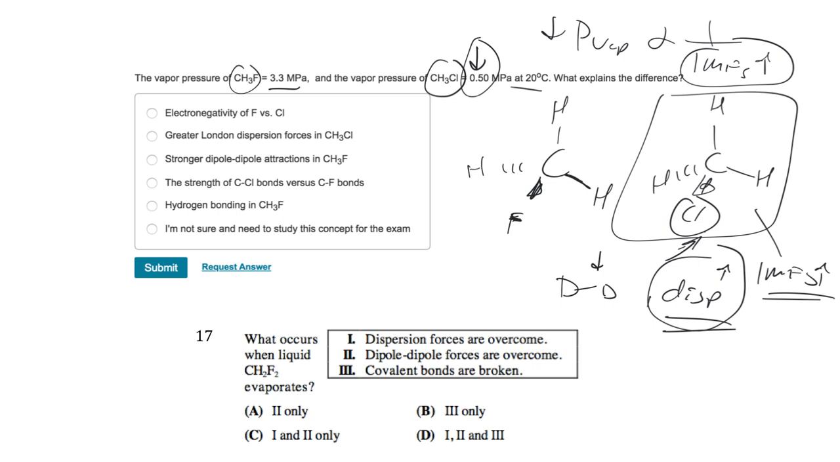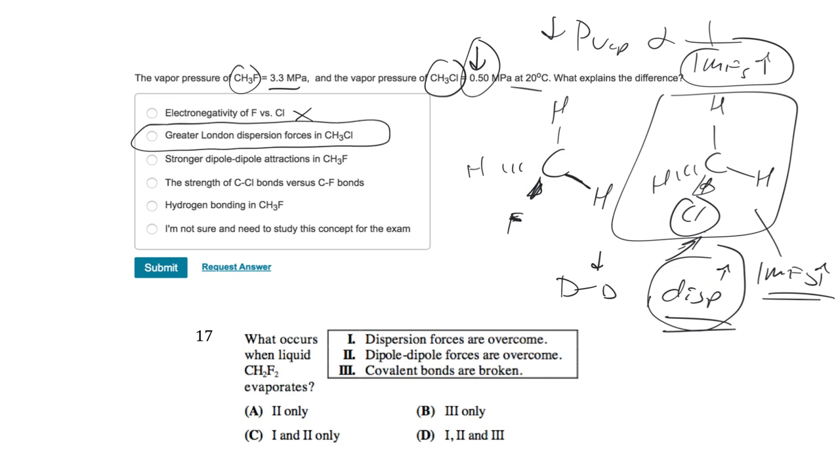And so the explanation for the difference doesn't have anything to do with electronegativity difference. If it did, we would probably think CH3F would have the stronger intermolecular force, because we would expect the more electronegative CH3F to have a stronger dipole-dipole force, and then it would have had the lower vapor pressure, but that wasn't the case. The London dispersion forces in CH3Cl, that is the explanation.